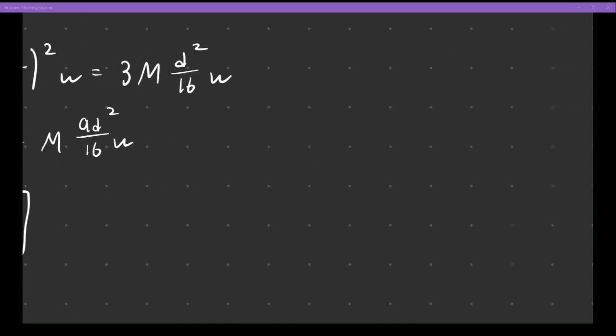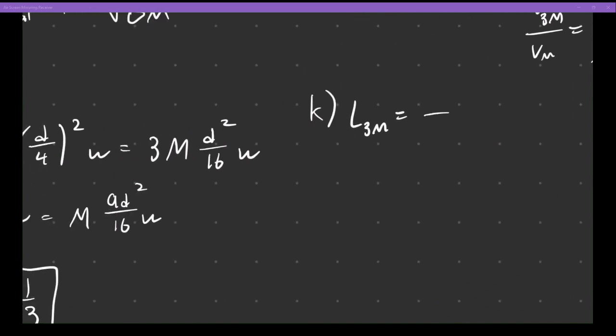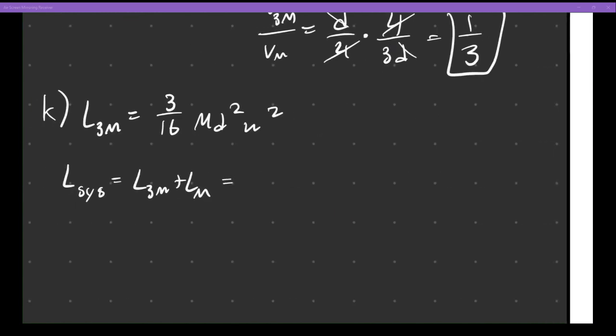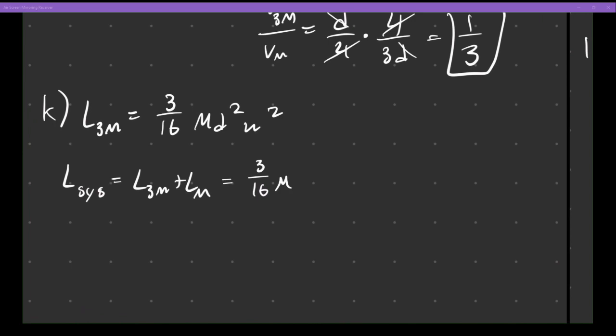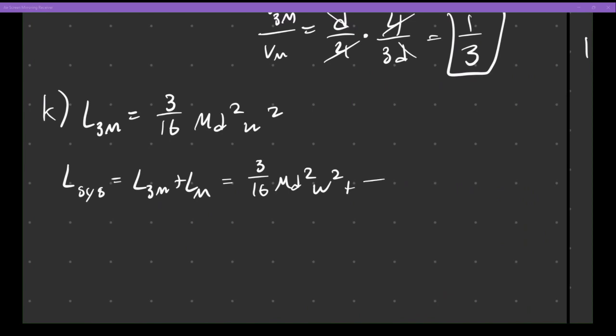Alright, so now going on, part K is asking to compare the angular momentum of 3m to L system. So I know that L3m from the last part was 3 over 16 m d squared omega, and then L system is just equal to L3m plus Lm. So if I add them up, I get 3 over 16 m d squared omega plus 9 over 16 m d squared omega, so it's 12 over 16 m d squared omega.